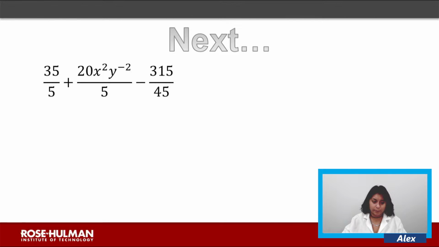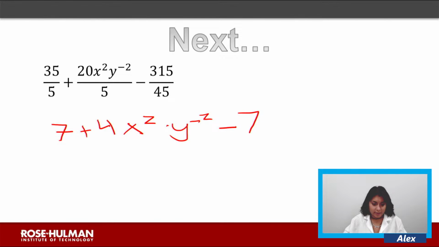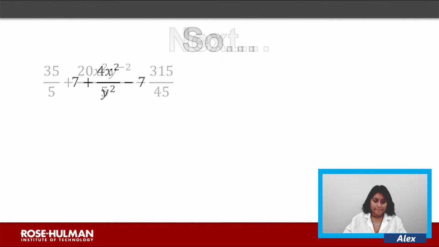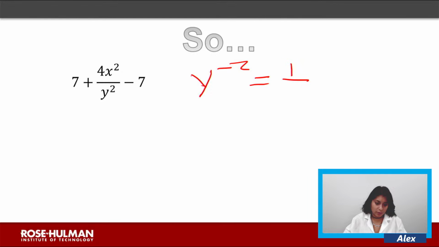And that's what you see over here. So when we actually go ahead and do that division, what we end up getting is 7 plus 4 times x squared times y to the negative 2 minus 7. And you might need to use your calculator for this one, but this fraction does simplify to 7. Since y to the negative 2 is equal to 1 over y squared, we went ahead and changed this into a fraction just to make it look a little prettier.